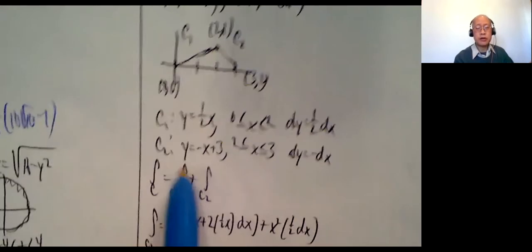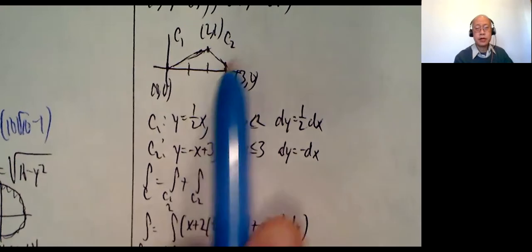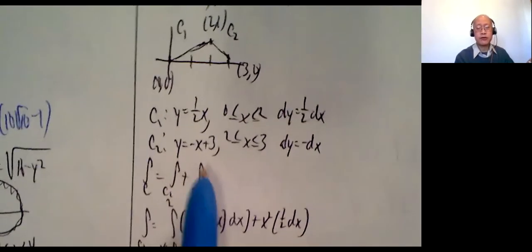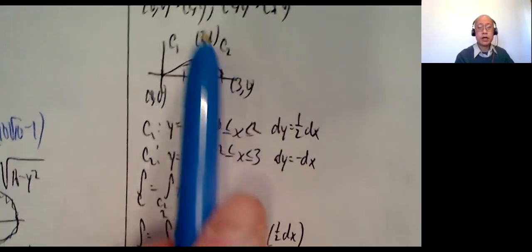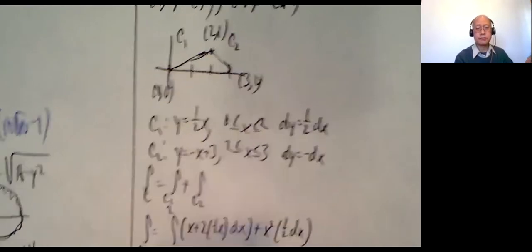For C2, again, we said y equals negative x plus 3. x goes from 2 to 3. Just find the slope and do the point slope form. And by the way, if you're not convinced, you can plug in the 2 points. Plug in 2, you should get 1. Plug in 2, yes, you get 1. Plug in 3, you get 0, yes.